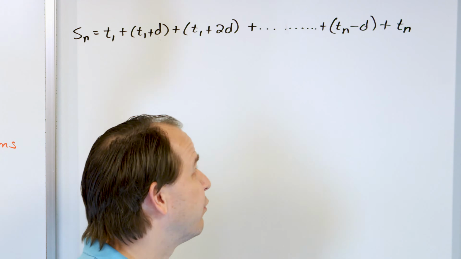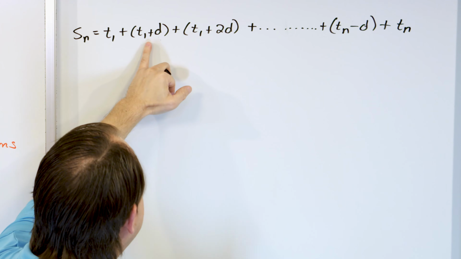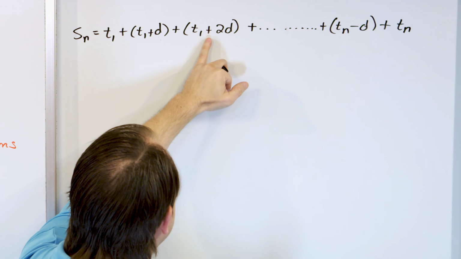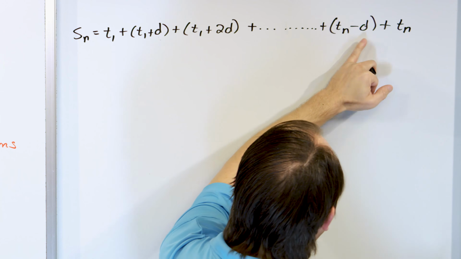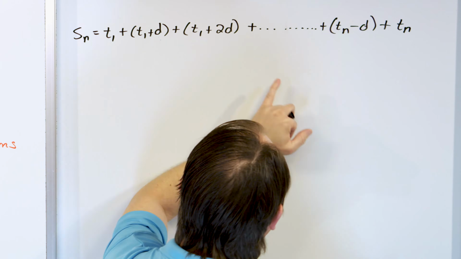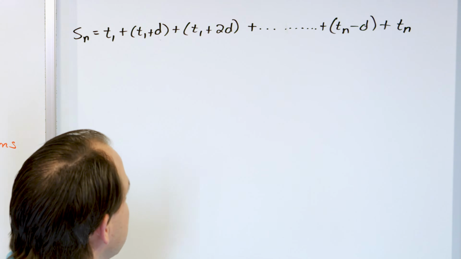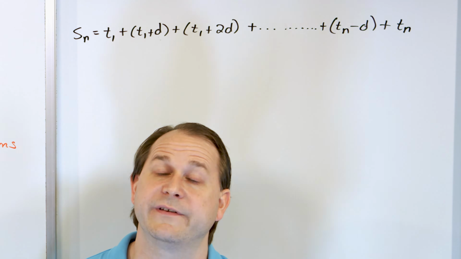I want to keep everything general. I have a first term. The next term is just adding 1 common difference. The next term is adding 2 common differences. And then I get all the way to the end. I'm going to have a final term, and then the term before that will be the final term minus that common difference. And then there's terms all in between. All right? So far, we haven't proved anything, but we just wrote a series down.